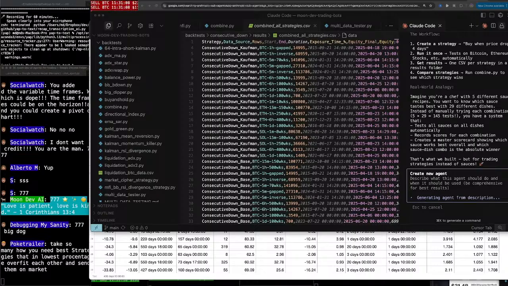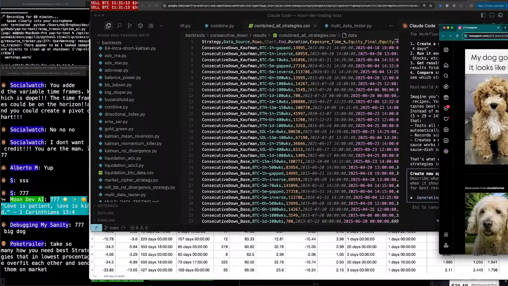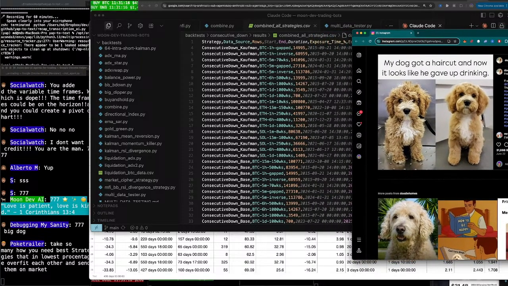Yo, that's hella funny, bro. That's hella funny, dog. Why do they look so different when they get grooved? Oh my goodness.